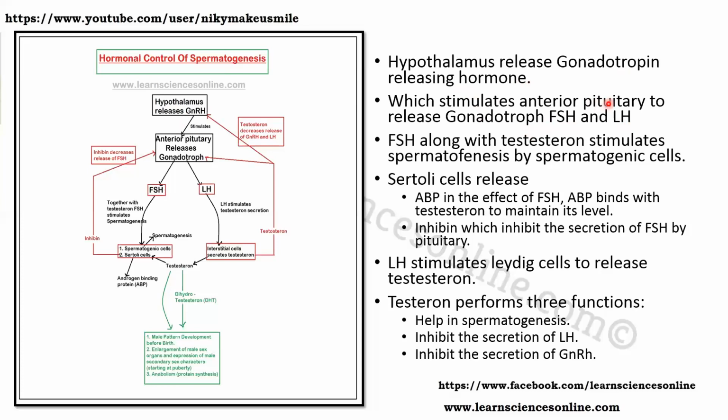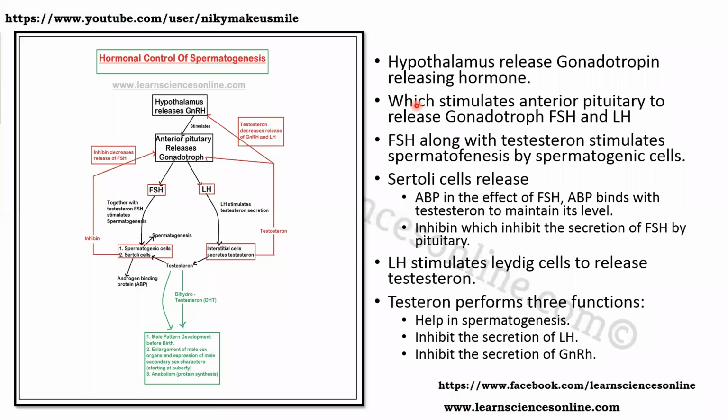Why is it known as the master gland? Because it controls other endocrine glands, and the hypothalamus is known as the master of masters since it controls the pituitary. So the secretions of the pituitary are controlled by the secretion of the hypothalamus, and the hypothalamus secretion is gonadotropin releasing hormone. What is its function? Its function is to stimulate the pituitary so that the pituitary releases FSH and LH. Is it clear up to here?